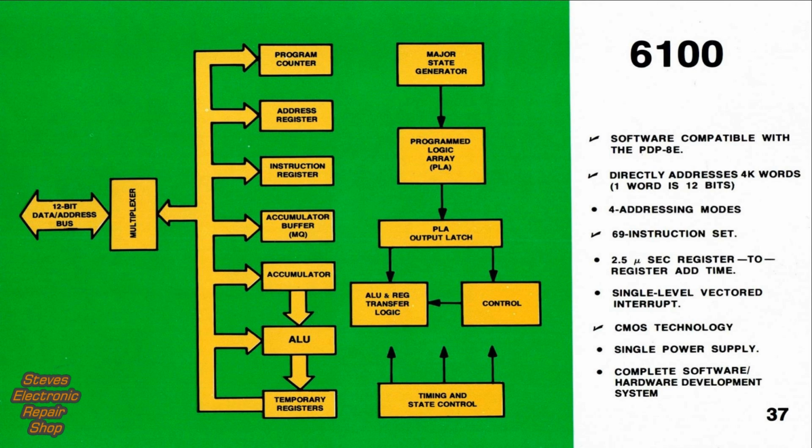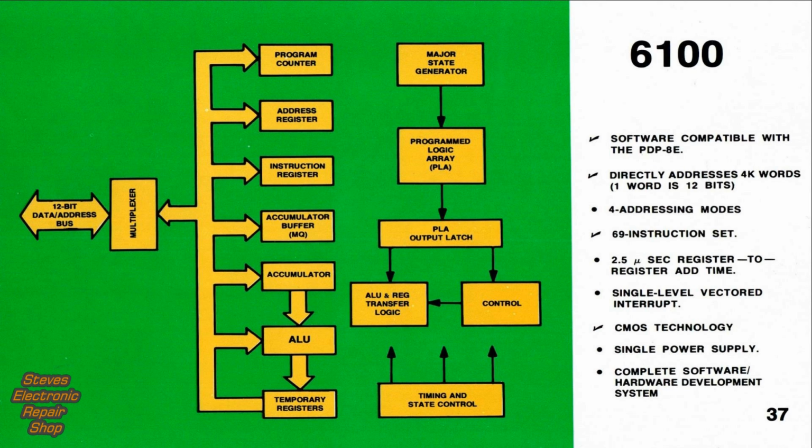The 6100 architecture is straightforward, and the main registers are 12 bits wide. Important features include its software compatibility with the PDP-8. It only addresses 4K words, but each word is 12 bits. This is usually more than enough memory for most programs.